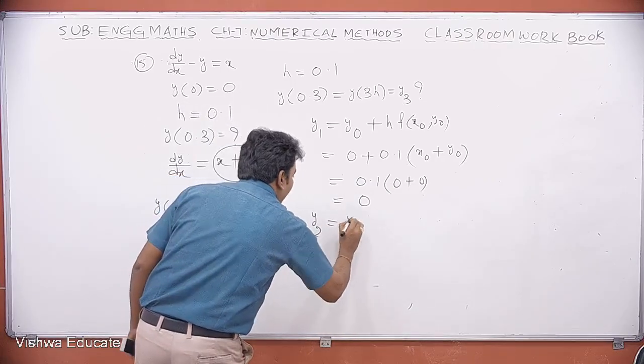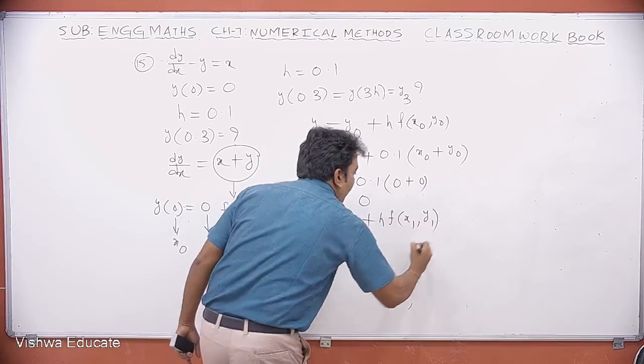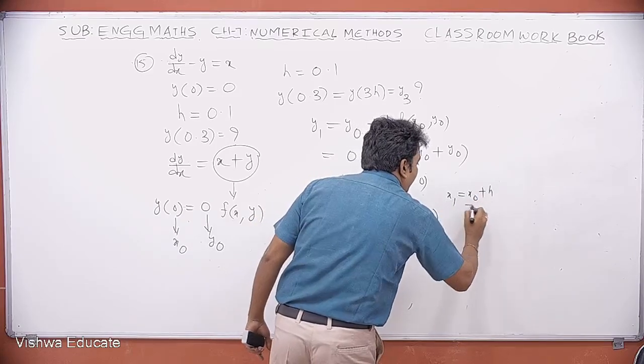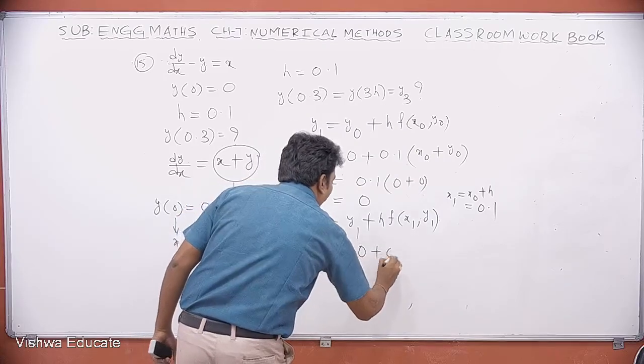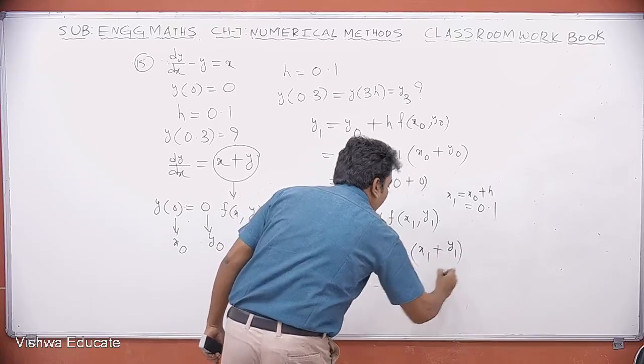Next y2 becomes y1 plus h into f of x1 comma y1. Of course, what is x1? This is x naught plus h. It is 0.1. So therefore y2 is 0 plus 0.1 into f of x1 y1, which is x1 plus y1.